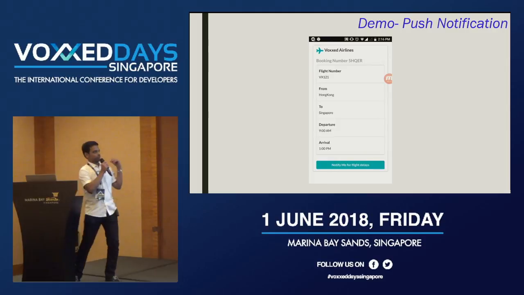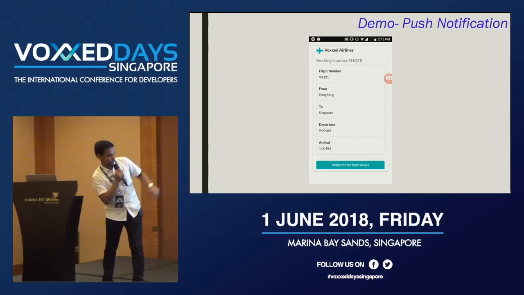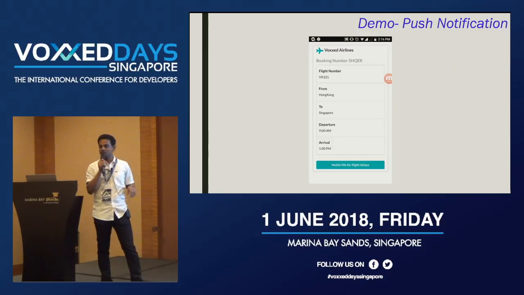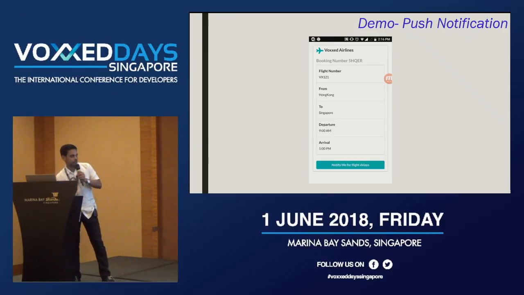Let's see a demo. I created this single page application to demonstrate this. This is a typical airline's booking. You have done your booking, you are on the confirmation page, and you see a button at the bottom, notify me for flight delays. Of course, everybody wants to get notified if there is a delay so that we can plan accordingly. Let's play the video and see what happens when you click the notify button.